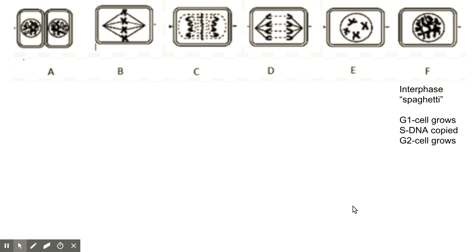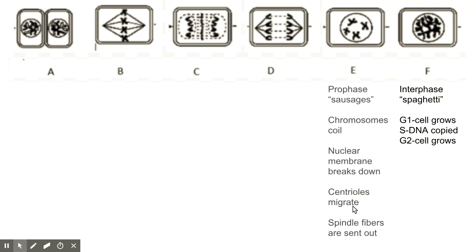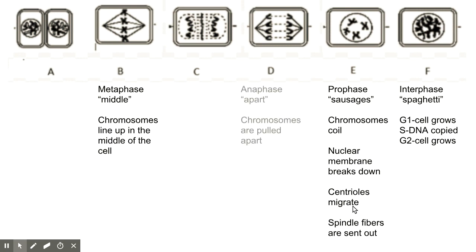From spaghetti, we go to sausages, which is prophase, which is this one. Then they've got to line up in the middle, which is metaphase. PMAT: prophase, metaphase, anaphase, telophase. Metaphase is middle. We line them up in the middle. And then we need to pull them apart.